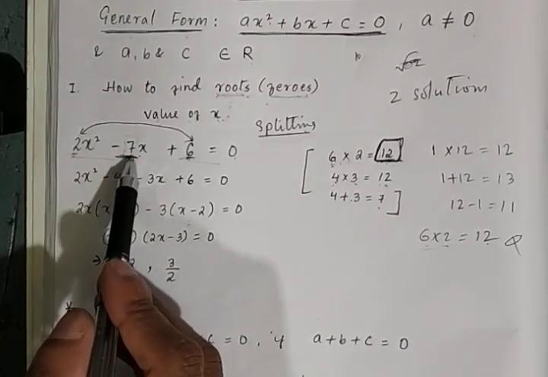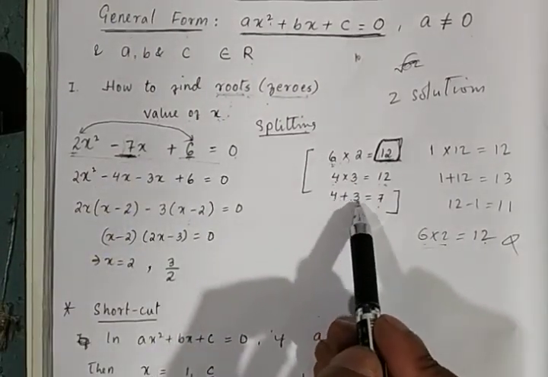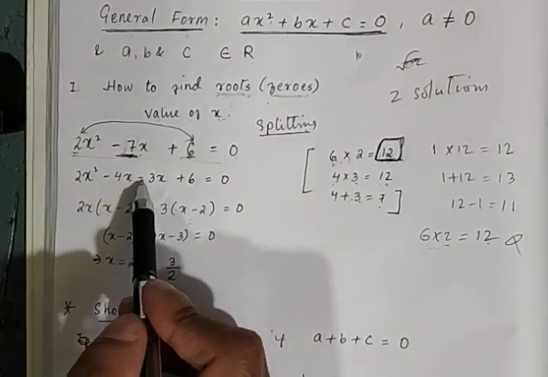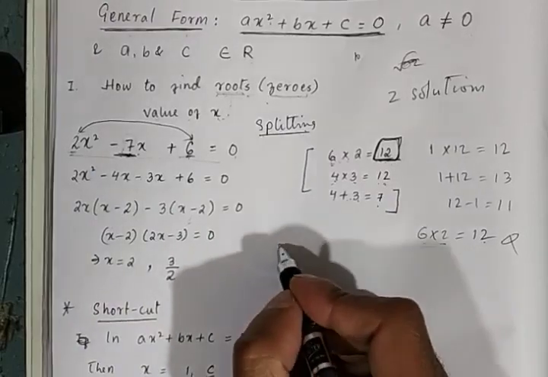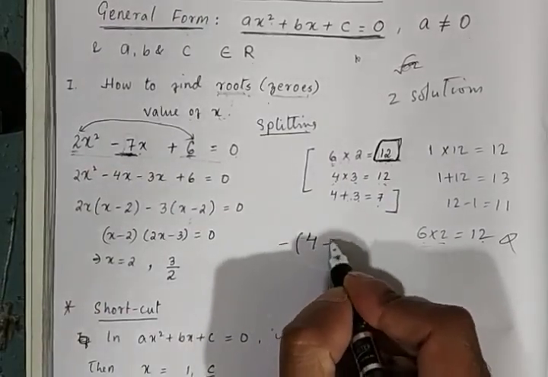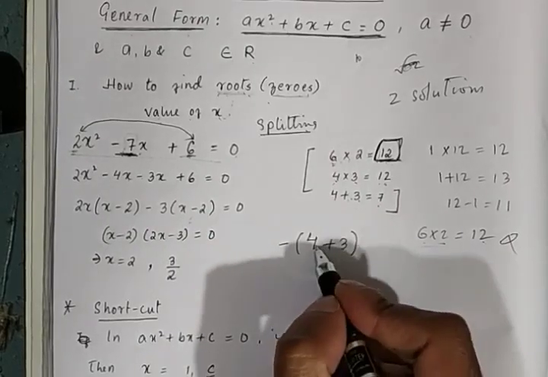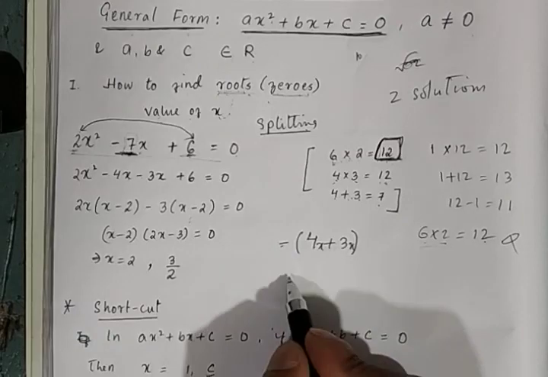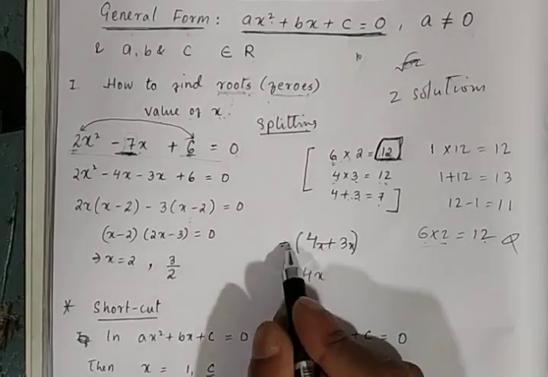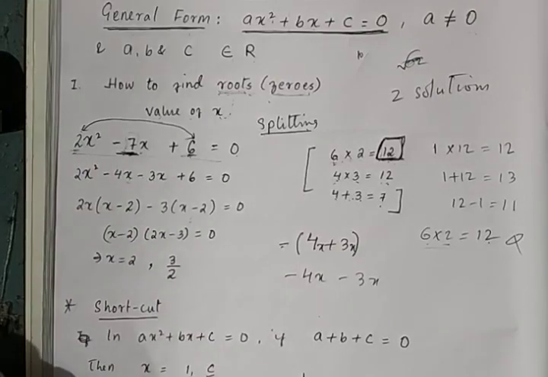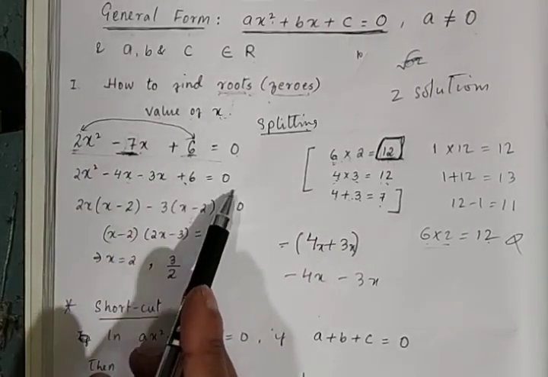Now this 7 is split into two parts, 4 plus 3. That's how it becomes minus 4x minus 3x. It's like this: in place of 7 I'll write 4 plus 3, and x you can also put inside, no problem. Now when you multiply this minus inside, it becomes minus 4x, and minus into plus is minus 3x. That's how it comes, plus 6 equal to 0.